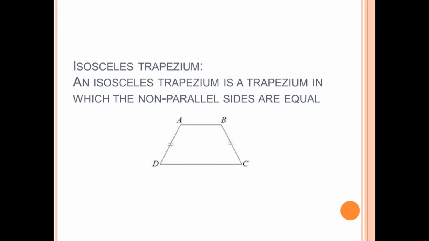But what is different in an isosceles trapezium compared to a trapezium? The thing which is different between these two is that the non-parallel sides are equal in an isosceles trapezium. You can see in the figure that you have two sides parallel, AB and CD, and two sides non-parallel, AD and BC. But the sides which are non-parallel are equal to each other. AD and BC are equal to each other.